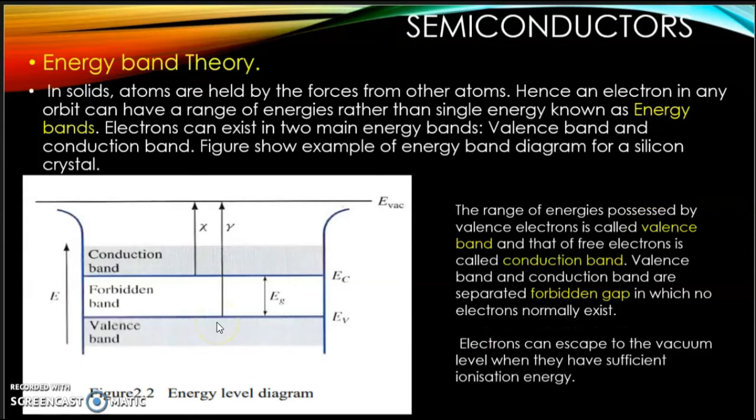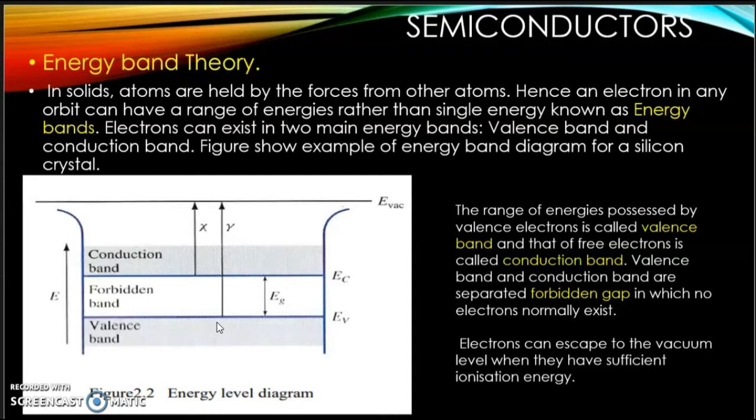The energy band theory. In solids, atoms are held by forces from other atoms. So this means whenever an atom is in an orbit, there are other forces around it that keep it. That means we can call this number of forces or energies the energy band. So when we talk about an energy band, we are talking about a range of energies that an electron can have or possess due to the forces experienced from the neighboring atoms.